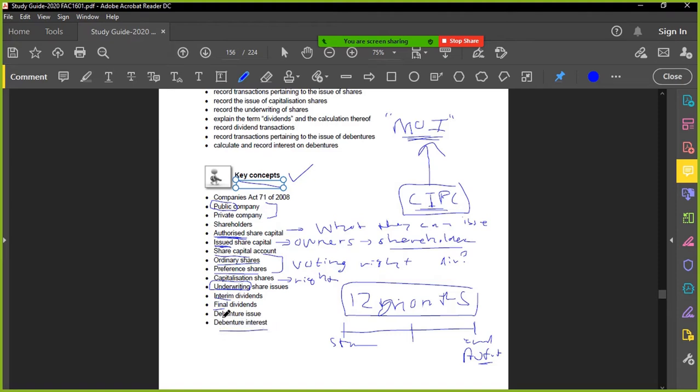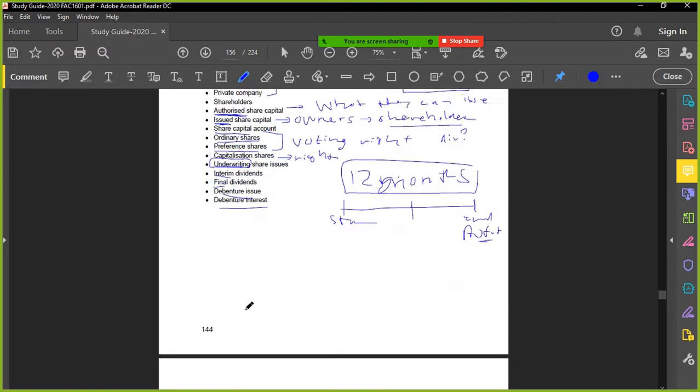Right, and then debentures we spoke about, you described it perfectly. Okay, it's like taking a big loan and splitting it up into smaller loans, basically.